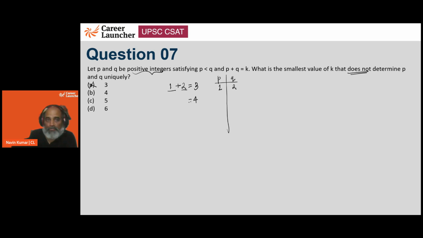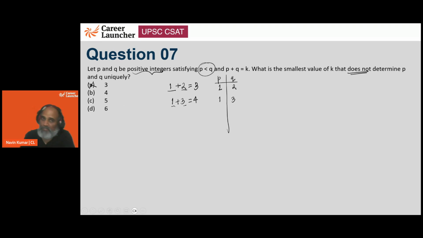If you look at 4, it's going to be 1 plus 3. Another possibility is 2 plus 2, but then we need to fulfill this condition as well. So there is again only one possibility. So we will be able to determine what P is and what Q is.